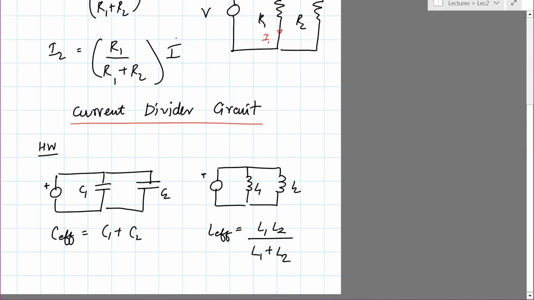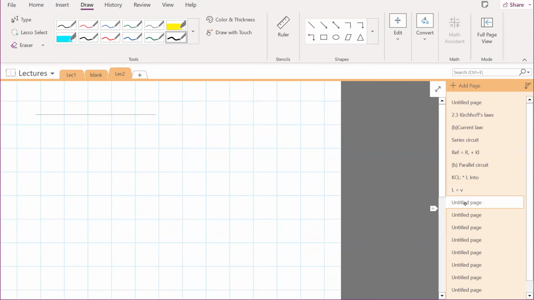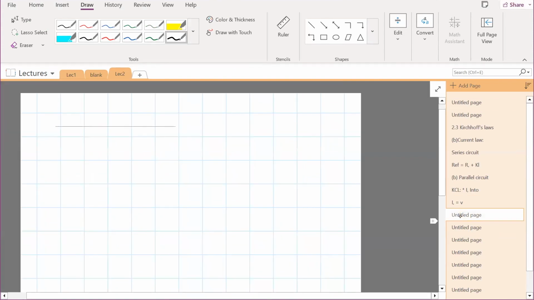Okay, now let's look at a real example where you have a circuit given and then you're told to evaluate current. So this is, as I said, going to be useful later on when you're trying to build complicated circuits. Okay, so here is an example which will put together whatever we did so far.